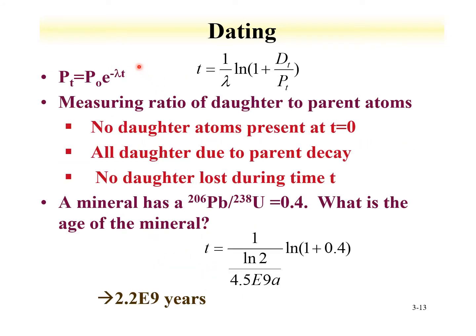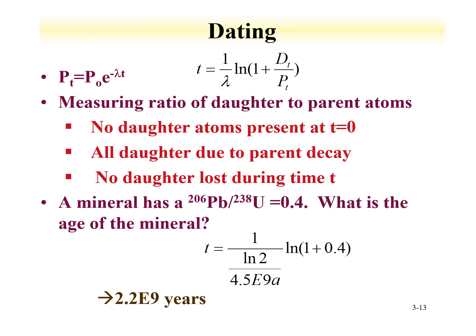So we basically rearrange this. The amount of parent at time t equals the amount of parent that's initial times e to the minus lambda t. Let's rearrange this equation and solve for t. And it becomes the amount of parent at time t, daughter at time t, and the decay constant. That's all we need to know to determine the date.